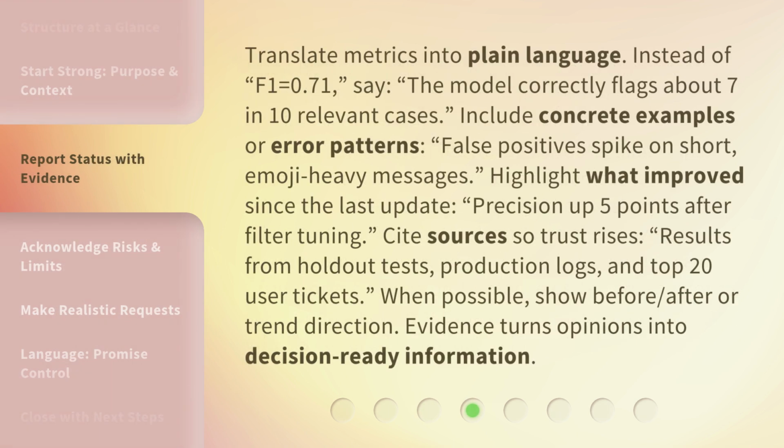Translate metrics into plain language. Instead of F1 equals 0.71, say, "The model correctly flags about 7 in 10 relevant cases." Include concrete examples or error patterns. False positives spike on short, emoji-heavy messages. Highlight what improved since the last update. Precision up 5 points after filter tuning.